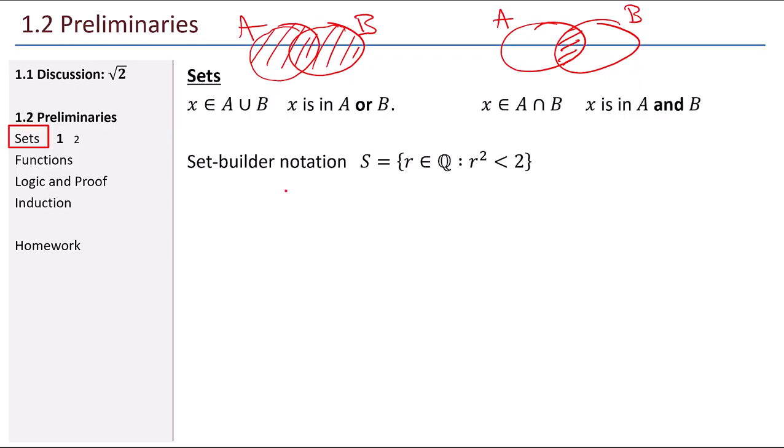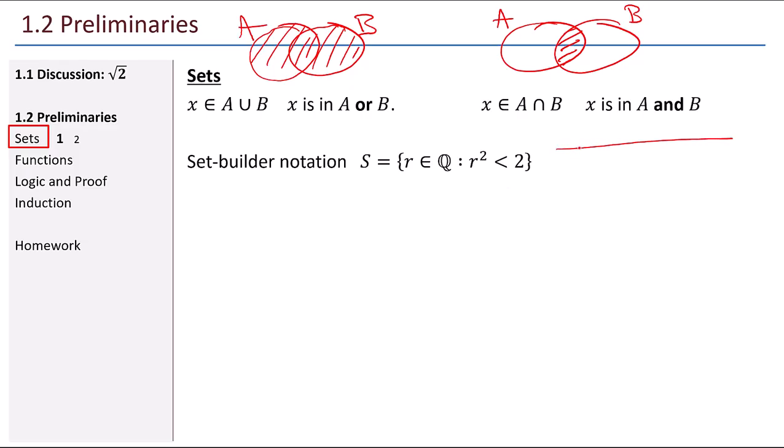Set builder notation is a great way to describe sets. We read this as: set S is the set of all R that are in my set of rational numbers, such that R squared is less than 2. Take a second, pause the video if you need to, and really get in your mind what does that set look like? Where do those numbers live on the real number line?